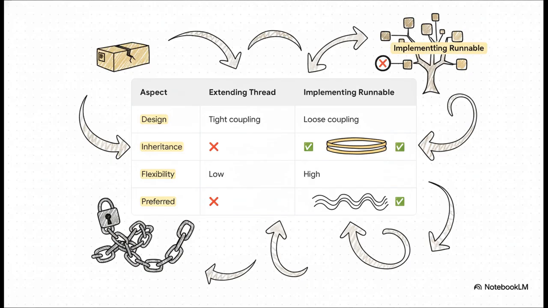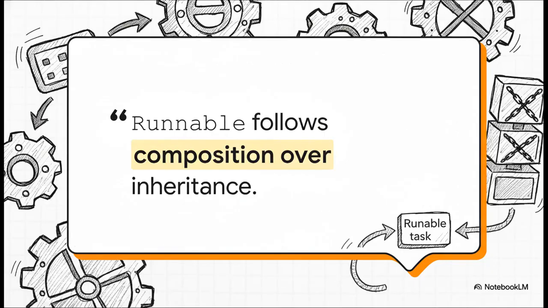I mean, just look at them side by side. It's not even a contest. When it comes to good design, inheritance, flexibility, Runnable wins every single time. It's just a way more professional and flexible approach. And if you want to sound extra smart, this is the core principle at play. It's composition over inheritance. We're composing a thread with a runnable task instead of locking ourselves into that rigid inheritance chain. It's just better software engineering.